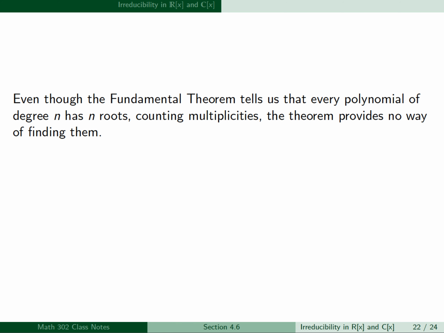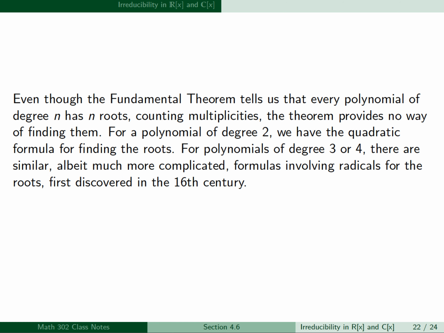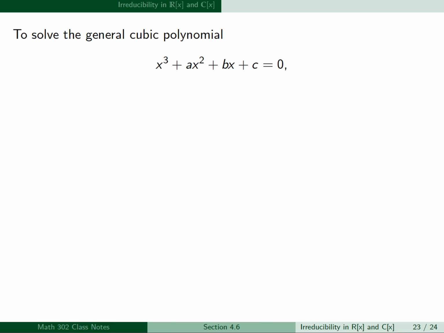Now, even though the fundamental theorem tells us that every polynomial of degree n has n roots, counting multiplicity, the theorem provides no way of finding them. For a polynomial of degree 2, we have the quadratic formula for finding the roots. For polynomials of degree 3 or 4, formulas involving radicals for the roots were first discovered in the 16th century. Such polynomials are said to be solvable by radicals.